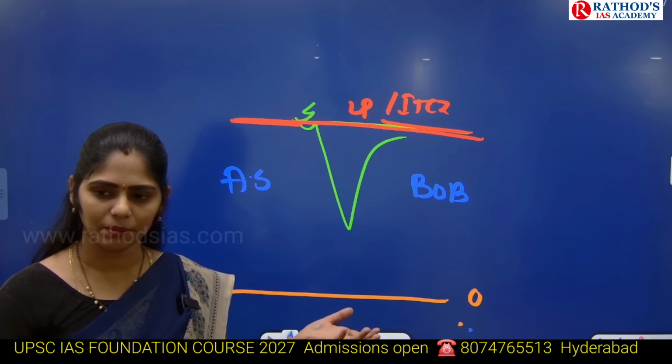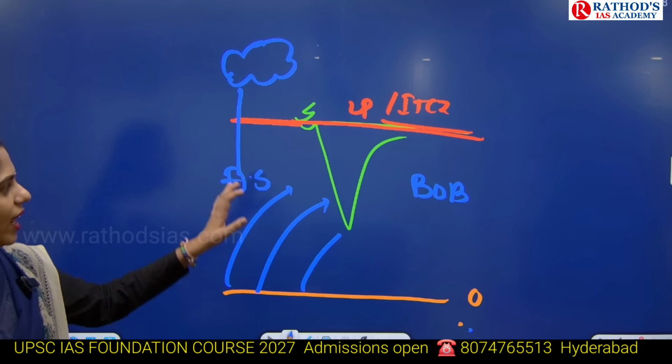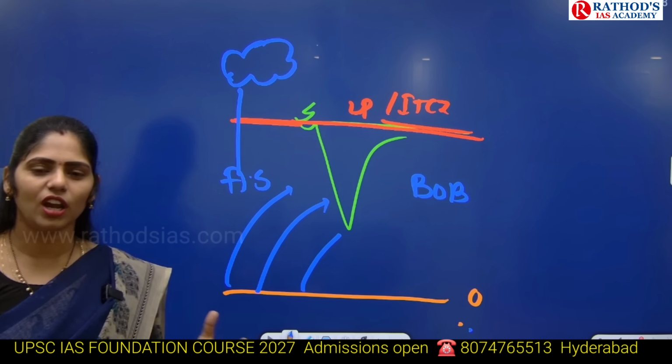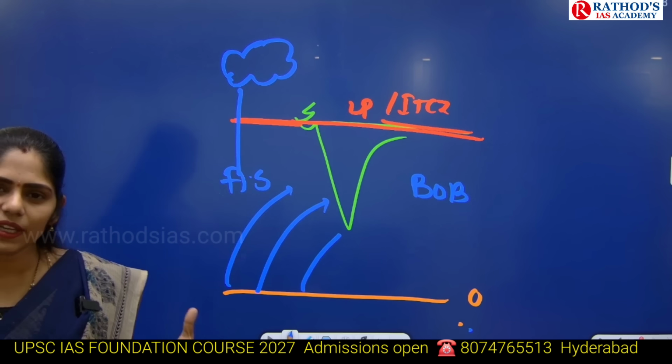Whenever winds are moving in this direction, the clouds will be brought onto the Indian surface. Obviously, whenever the clouds become heavy, they cause rainfall. So this mechanism is called monsoon. And here you have to see one more important thing. Here we have the Western Ghats.